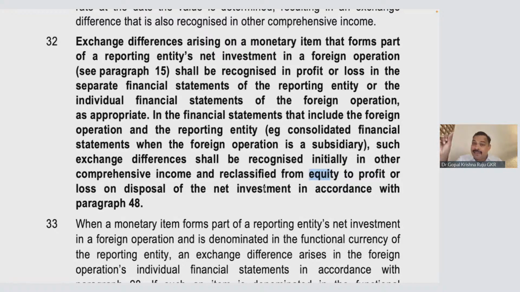So for example, 70 becomes 90. That will be carried in comprehensive income. Now 90 you sell for 100. So that means 10 will go to P&L. The 20 also will go to P&L, because 70 has been sold for 100.